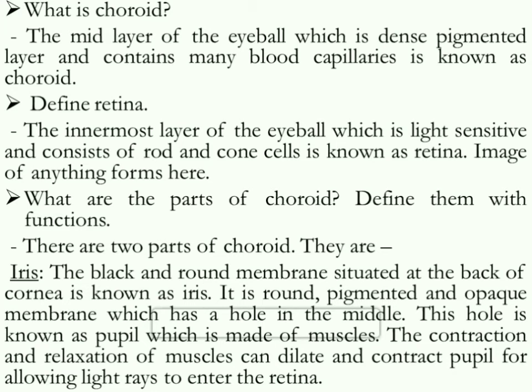It is a round, pigmented and opaque membrane which has a hole in the middle, and this hole is known as pupil. We already got to know that there is a part through which light can enter the eye. This pupil is the part through which light can enter. The contraction and relaxation of muscle can dilate and contract the pupil to allow light rays to enter the retina. So this is the part through which light can enter into the eye and form images on retina.